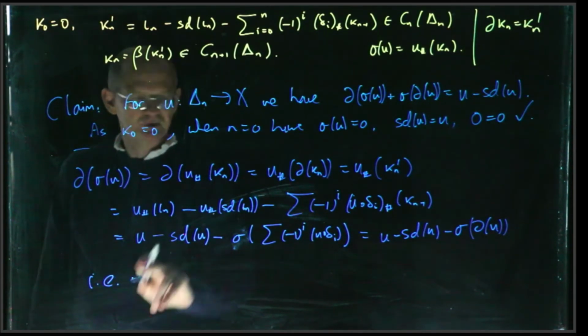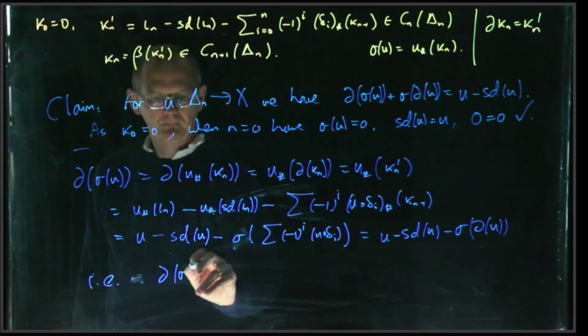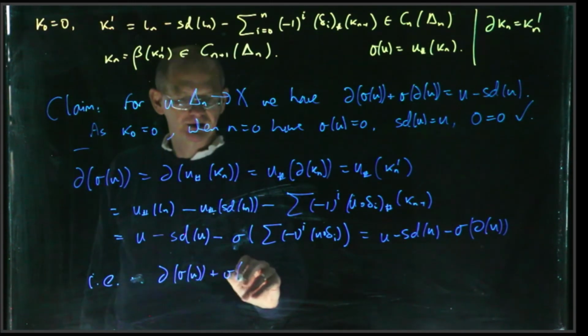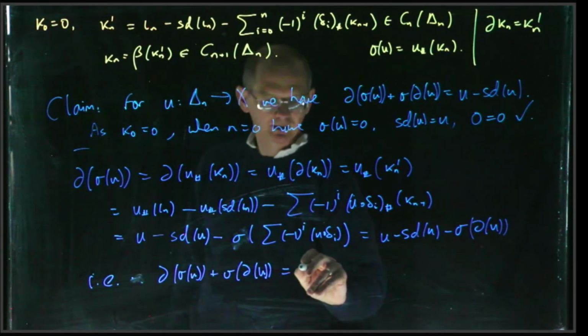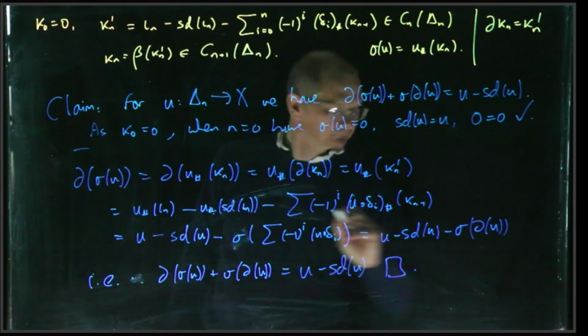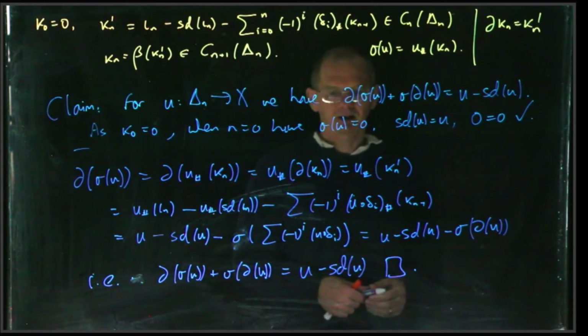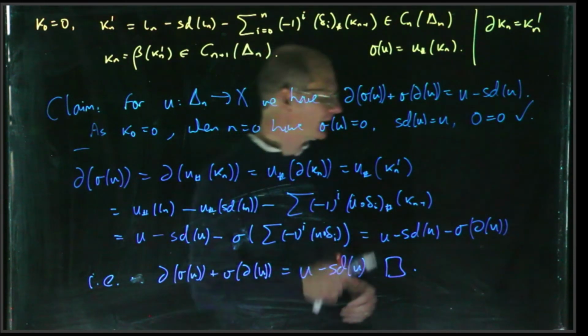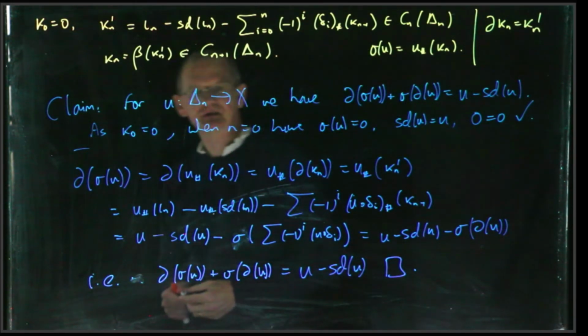And then if we just rearrange this, bring this term over that side there, you get dσu plus σdu is equal to u minus the subdivision of u. Okay, so now we've shown that we've got a chain homotopy between the identity and subdivision. So that means that subdivision acts as the identity on homology groups.